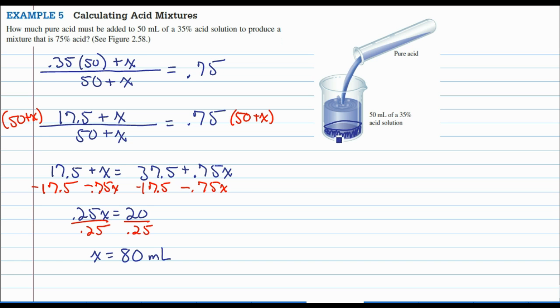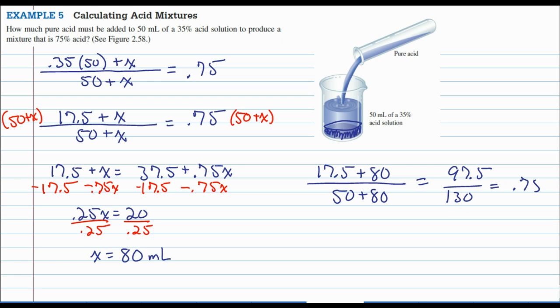So in this 50 milliliter solution, if I add 80 more milliliters of pure acid, it was 17.5 milliliters of acid plus 80 milliliters of acid. And we had a total at the beginning of 50 milliliters. Now we're adding this 80 milliliters of acid. That will be, let's see, 97.5 over 130, which in my calculator is 0.75, 75% acid.